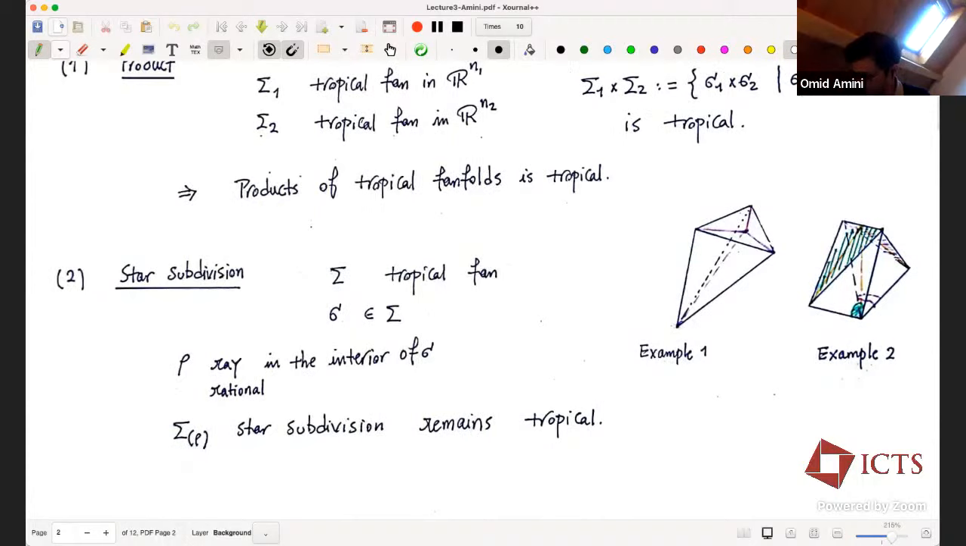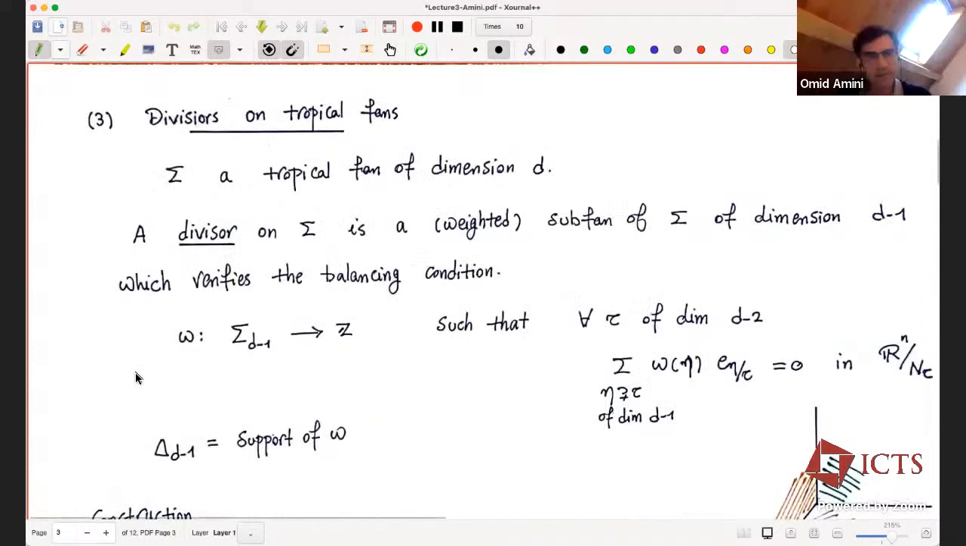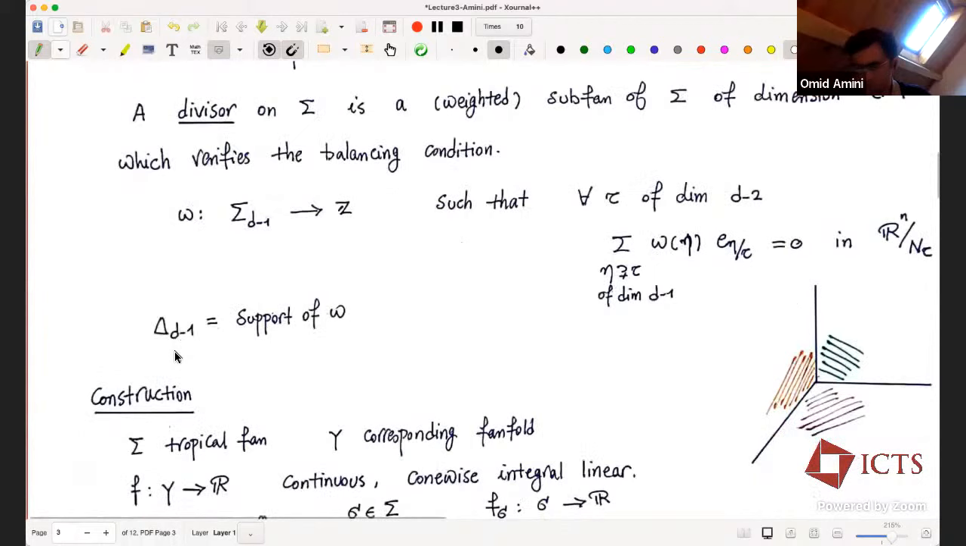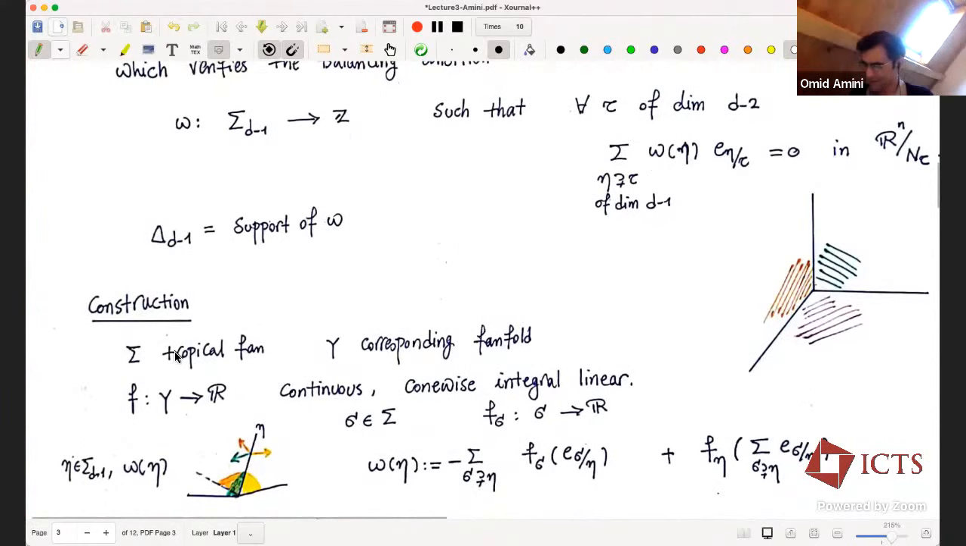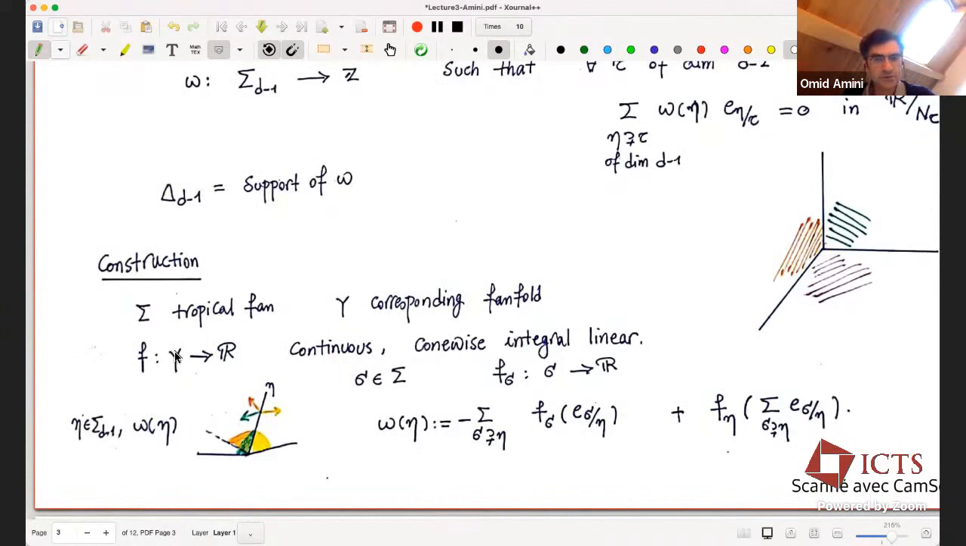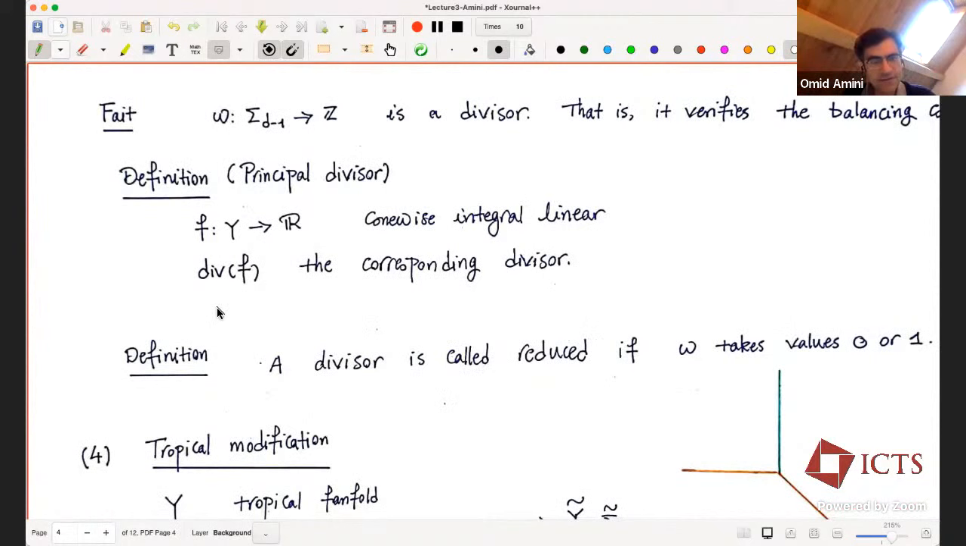Then I explained how to associate a divisor to a function. First of all, I defined the concept of divisors on tropical fans. And then I explained how you can associate to functions which are convex, integral, linear, a divisor. Those divisors we call principal divisors. And I said that for many tropical fans, any divisor that you have on the fan comes from this construction. Using the principal divisors, we defined a fundamental construction, which is called tropical modification.